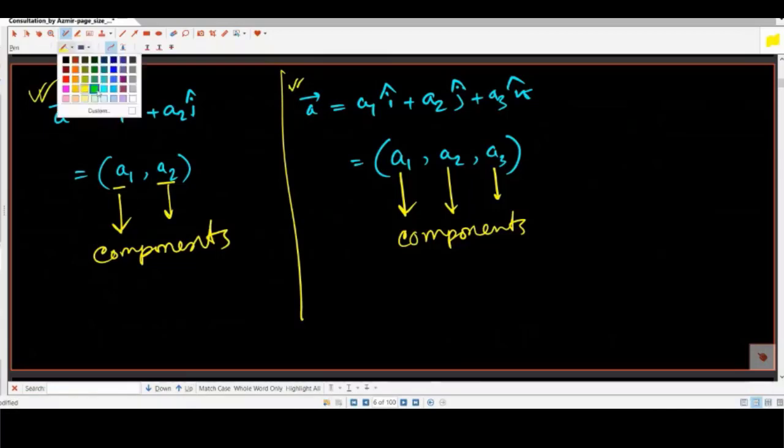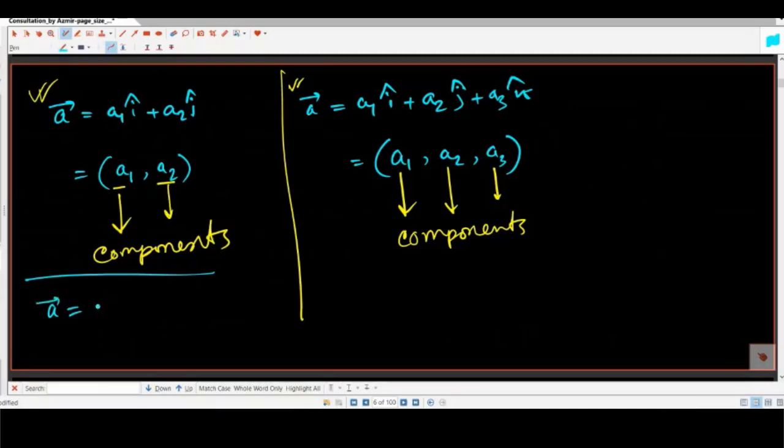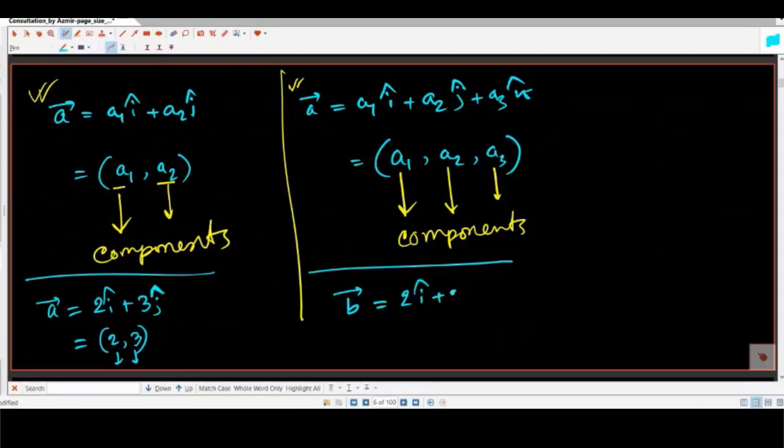So if we have a vector, let's say a equals 2i plus 3j, then 2 and 3 are the components of this vector. Let's say we have a three-dimensional vector b. We can use any letter to denote a vector, so b with an arrow sign is a vector. Let b equal 2i plus 3j minus k. That means we have the point (2, 3, -1). Separately, all these parts are called the components of this vector b. That means 2, 3, and -1 are the components.